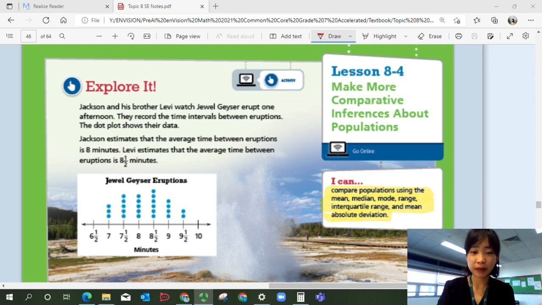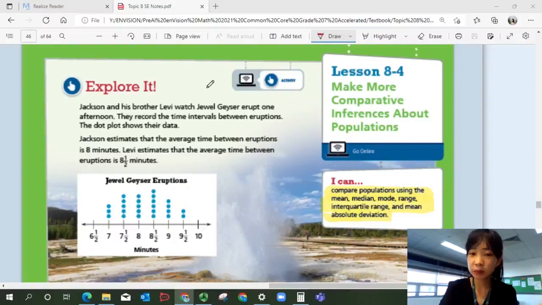We're going to make more comparative inferences about populations here, and this is the last lesson of the topic. So pay real close attention. In this lesson, we'll be able to compare populations using the mean, median, mode, range, interquartile range, and mean absolute deviation. This is like the ultimate lesson of your statistics topic. So yes, if you don't know what any of these mean, you should go back and review what they are before we start talking about it.